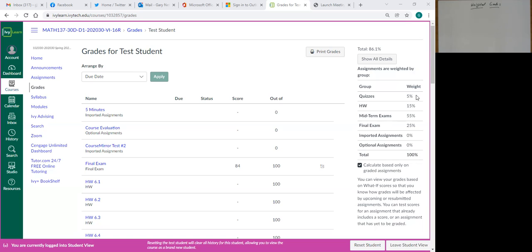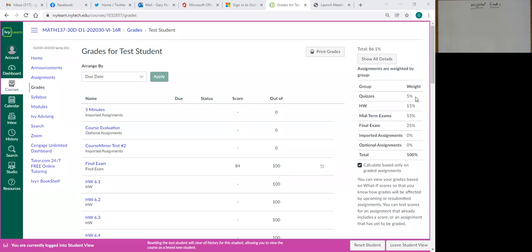Obviously, quizzes only account for 5% of your final grade. Therefore, they have the least impact. What has the most impact? Well, obviously your midterm exams. That's over half your grade. If we look here, your final exam accounts for 25%, or 1/4 of your grade. So that's pretty important. And then also we have homework, which is 15%, which is something, but it's definitely not the most important thing in this class.